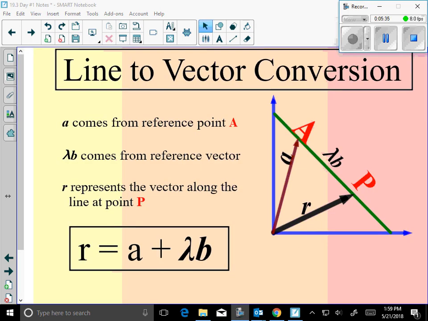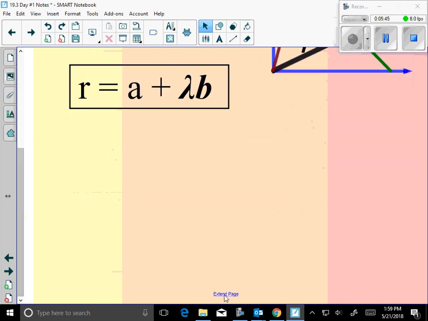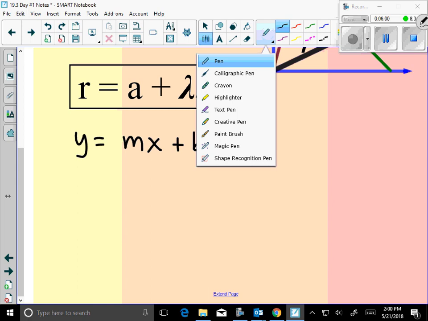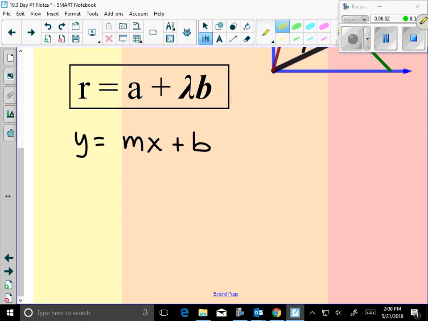All right, so this slide here is the introduction to line to vector conversion. What I like to think of this as, this looks very similar to something that we're used to seeing. Kind of looks like this. Right, are you with me? Very similar to the equation of a line. And I want to draw a parallel of what's going on here.